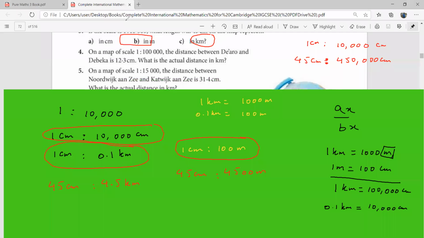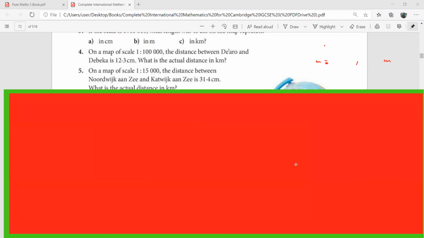Look at this question number 4. Let me clear all of this. Okay. In this fourth question, we have on a map of scale 1 ratio 100,000. Look at the scale here, okay? But there are no units given over here. The distance between Diaro and Rebecca is 12.3 cm. This is 12.3 cm, okay? So it says, what is the actual distance in kilometers?